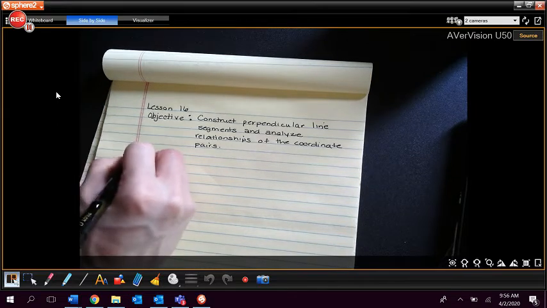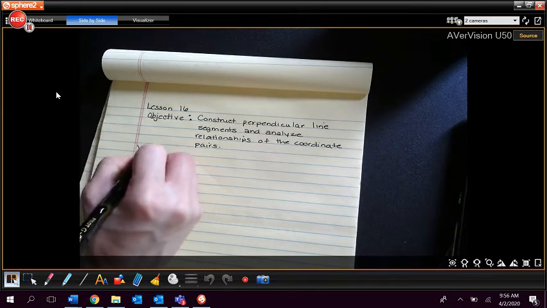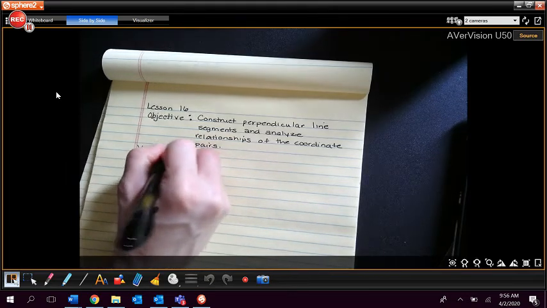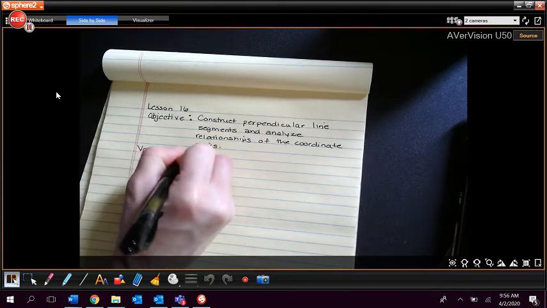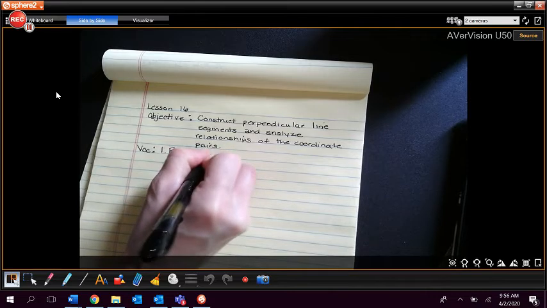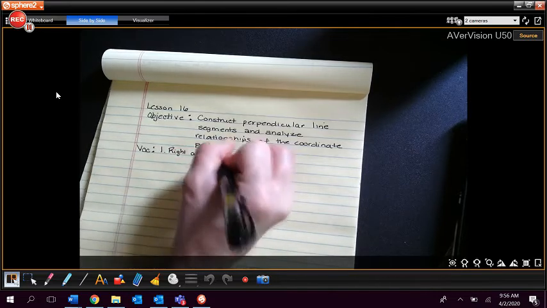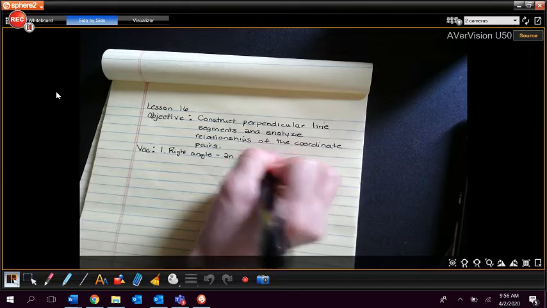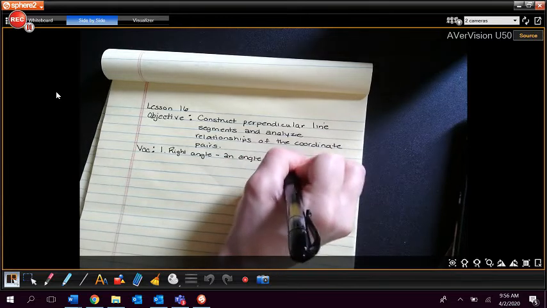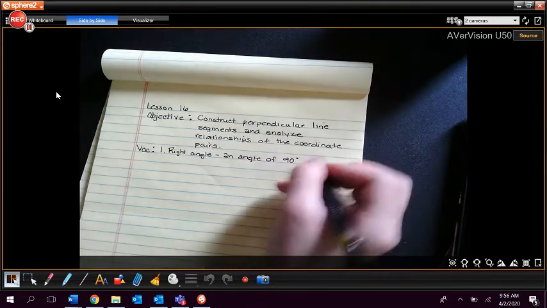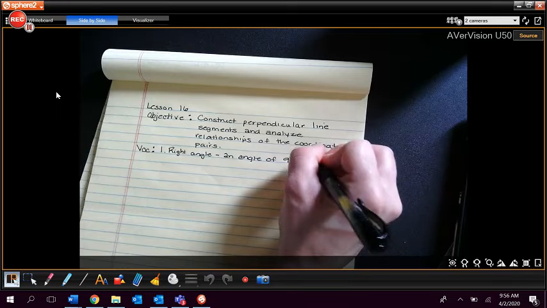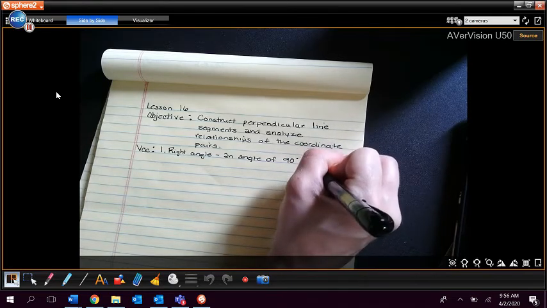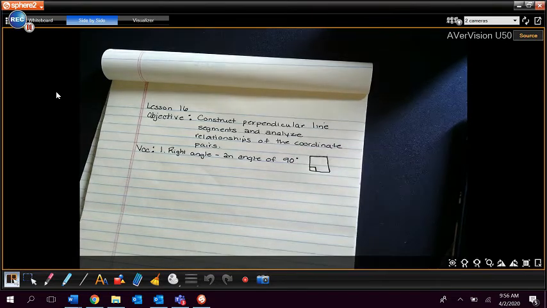The vocabulary that we are using today is going to be number 1, right angle. We need to know what a right angle is. A right angle is, of course, an angle of 90 degrees. An example, I am going to draw a square. And this right here would be a right angle.